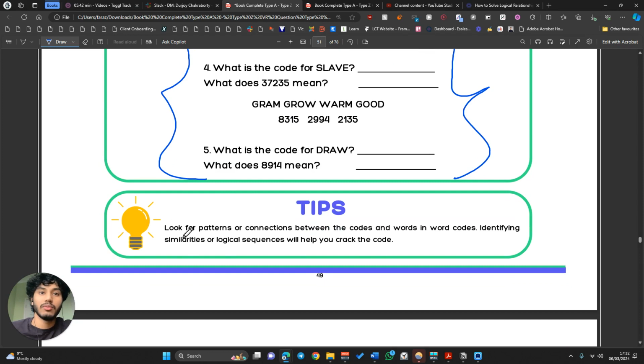Hopefully that was useful. Look for patterns and connections between the codes and the words, in the word codes. Right, that's perfect.